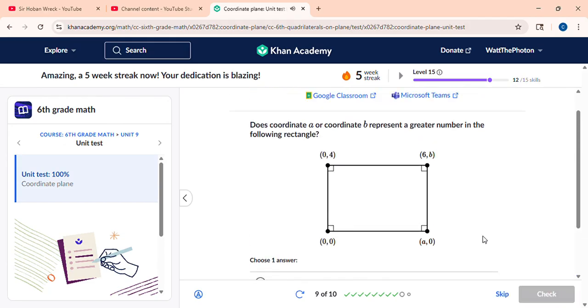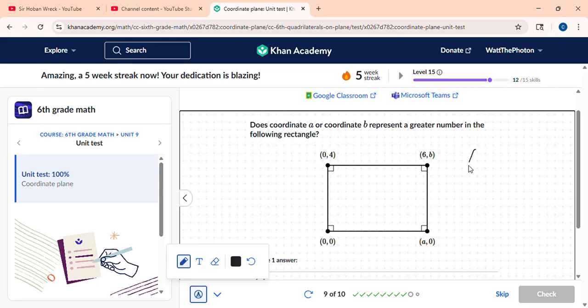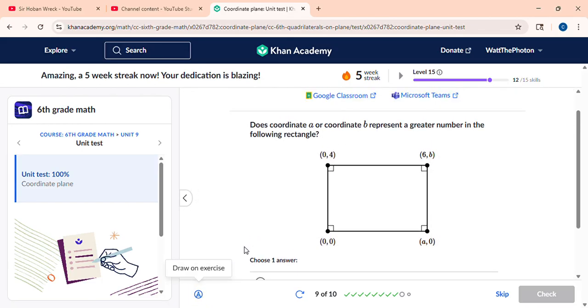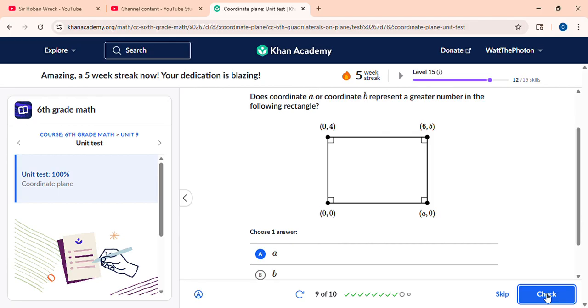There we go. Does coordinate A or B represent a greater number in the following rectangle? So B represents 4. B equals 4. A represents 6. 0, 0, 6, 0, 6, 4. So A is larger. Yeah.